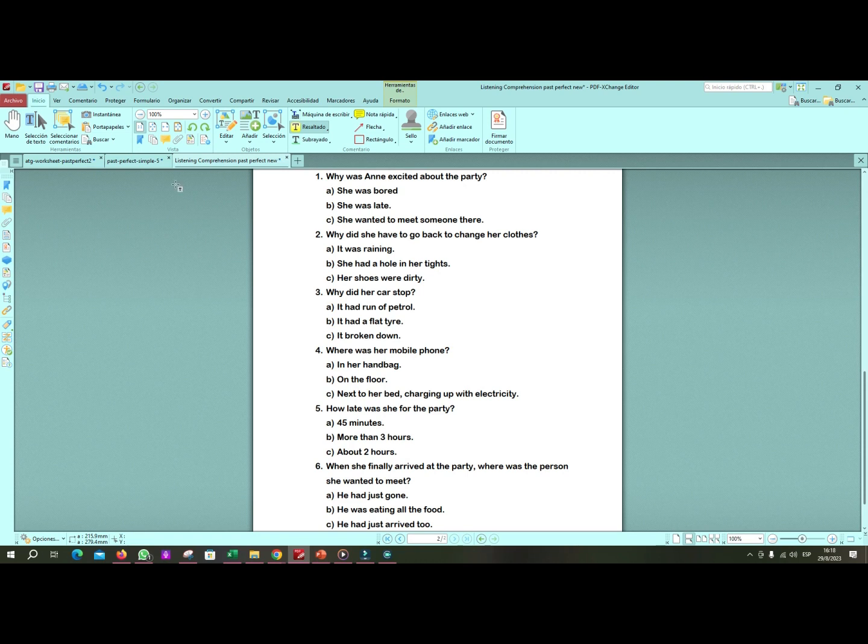See, letter C, yes, right? So she wanted to meet someone there, right? So why did she have to go back to change her clothes? It was raining, she had a hole in her tights, or her shoes were dirty. Which would be the answer for that? She had a hole in her tights. Excellent. She had a hole in her tights. Good, right? Good.